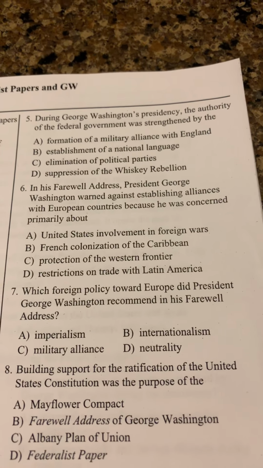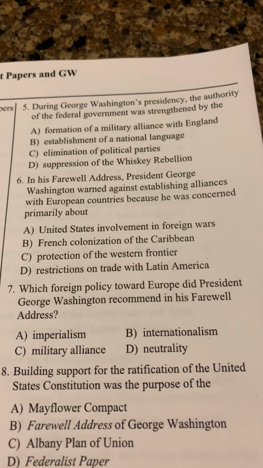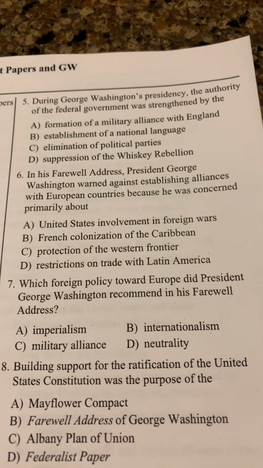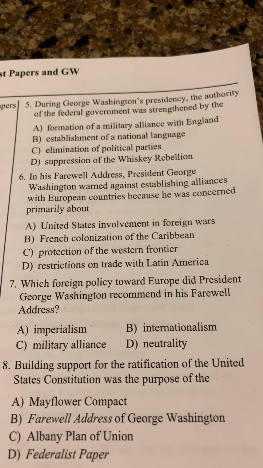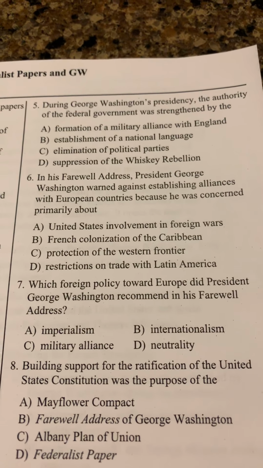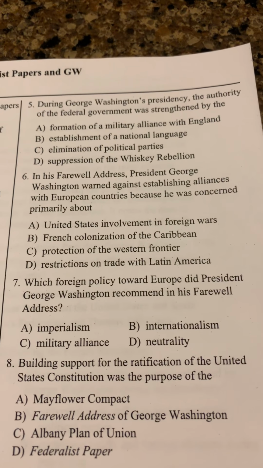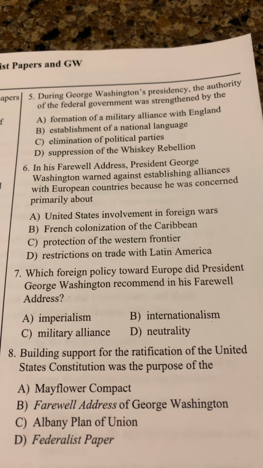Number 5. During George Washington's presidency, the authority of the federal government was strengthened by the A. formation of a military alliance with England, B. establishment of national language, C. elimination of political parties, or D. suppression of the Whiskey Rebellion.